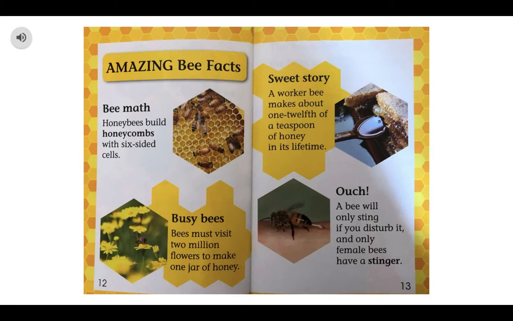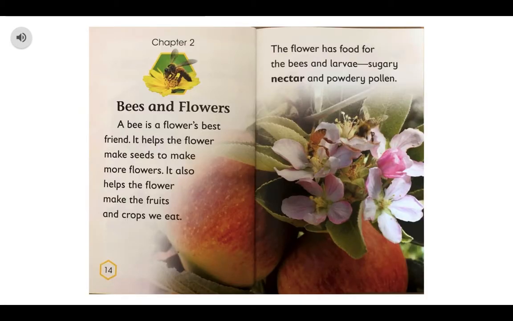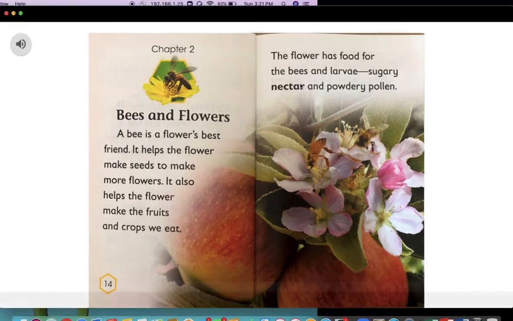Sweet story. A worker bee makes about 1/12 of a teaspoon of honey in its lifetime. Wow, that's so crazy. So 1/12 of a teaspoon wouldn't be too much more than a couple of drops. Ouch! A bee will only sting you if you disturb it, and only female bees have a stinger. The male bees don't. All right, we're going to look at chapter 2 next time.